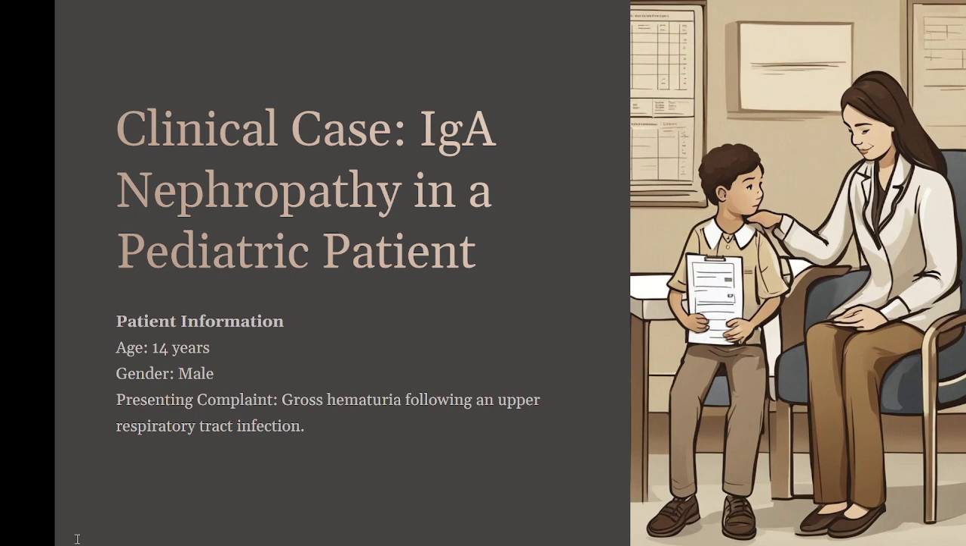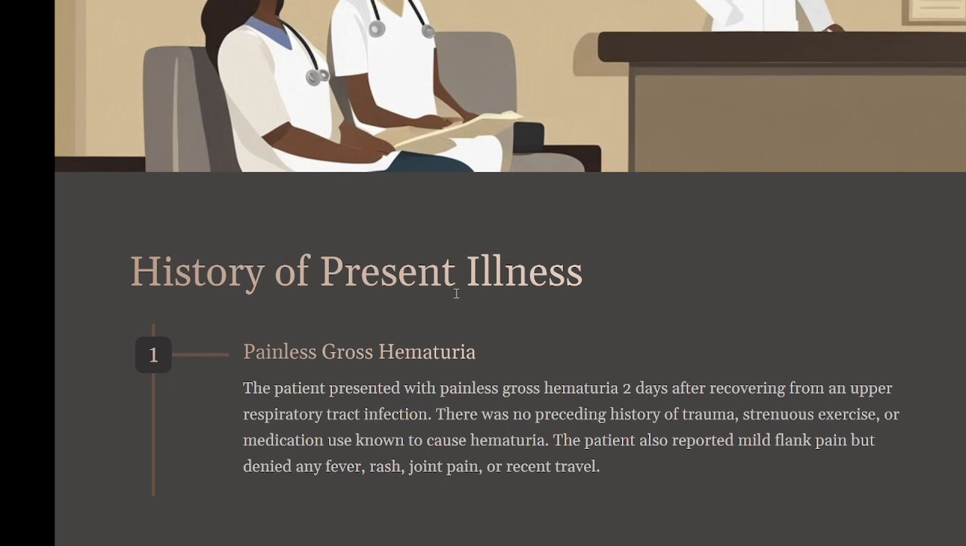Clinical case: IgA nephropathy in a pediatric patient. Age: 14 years. Gender: male. Presenting complaint: gross hematuria following an upper respiratory tract infection. History of present illness: the patient presented with painless gross hematuria 2 days after recovering from an upper respiratory tract infection. There was no preceding history of trauma, strenuous exercise, or medication use known to cause hematuria. The patient also reported mild flank pain but denied any fever, rash, joint pain, or recent travel.